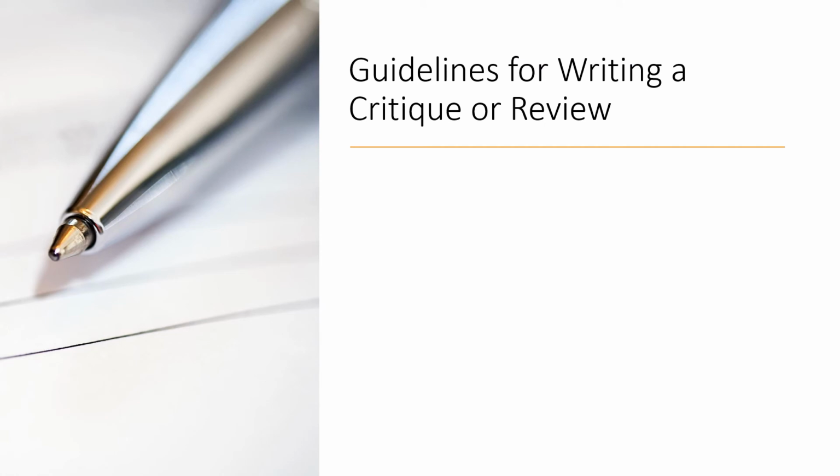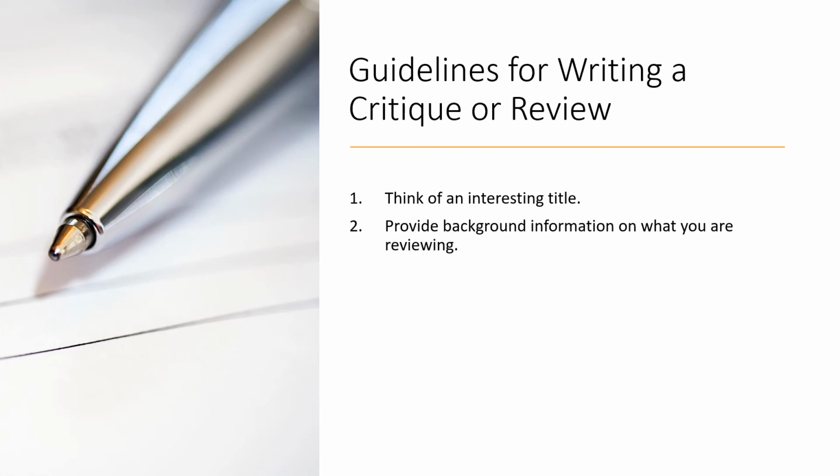No matter what you are to review, take these general guidelines to help you better write a critique or a review. Number 1. Think of an interesting title. This should be interesting enough to catch the attention of your readers. You may opt to do this before or after writing. Number 2. On your first paragraph, provide a sufficient background discussion of what you are to review. 3 to 5 sentences on this part will do.